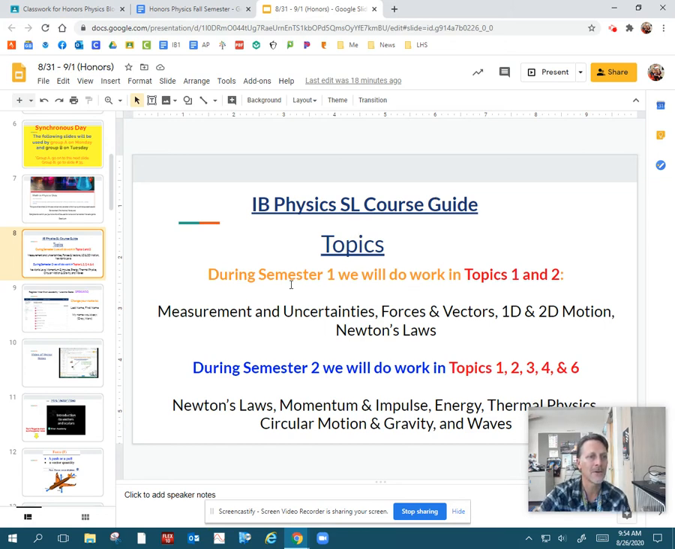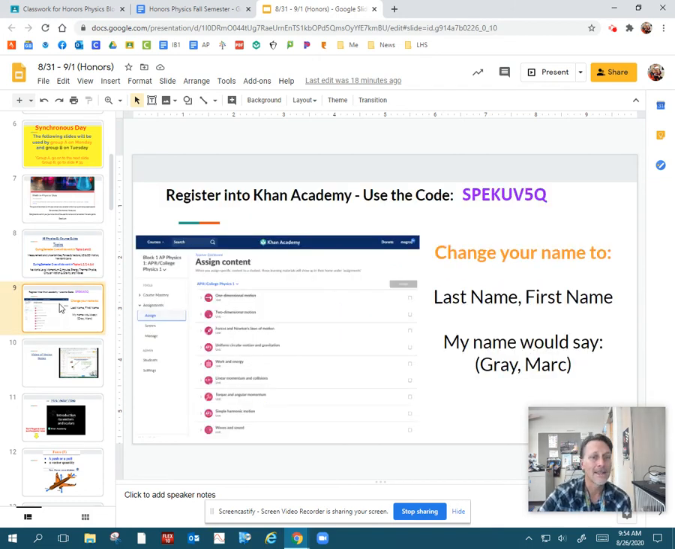We're going to follow through these topics together, but during the first semester, we're going to focus on measurement and uncertainties, forces, vectors, motion, and Newton's laws. And then in the second semester, we're going to focus on, again, continuing with Newton's laws, looking at momentum and impulse, energy, thermal physics, circular motion and gravity, and waves. So that's an overview of the course, and in these topics right here, it gives you more information about that. All right. Now, again, sign up for Khan Academy. I want everybody to have that done.